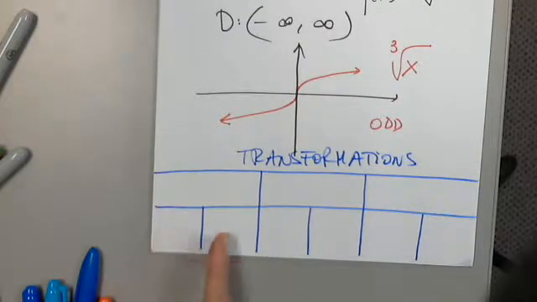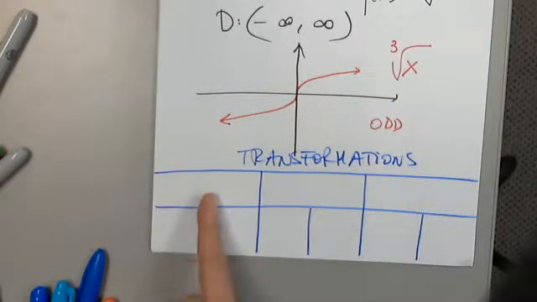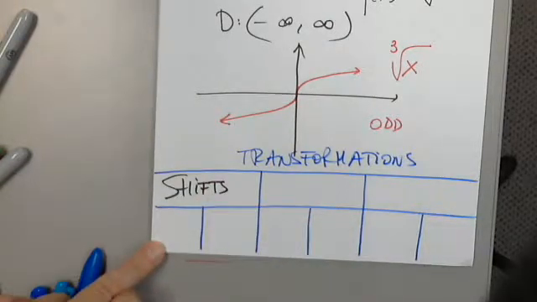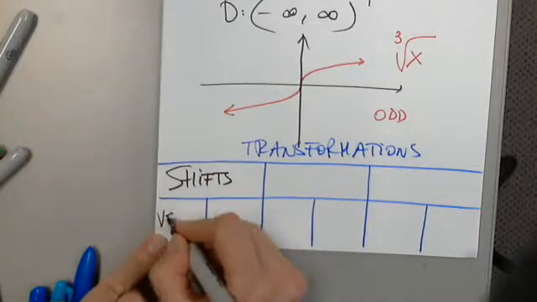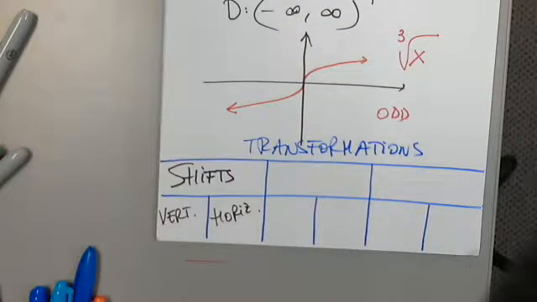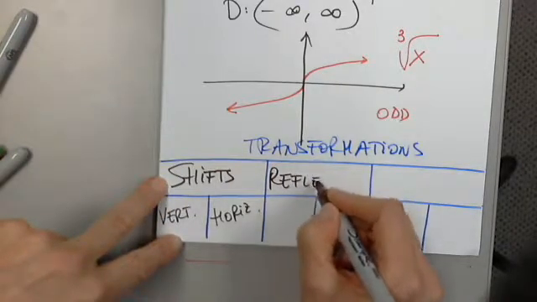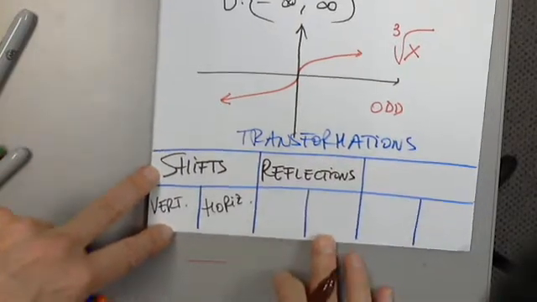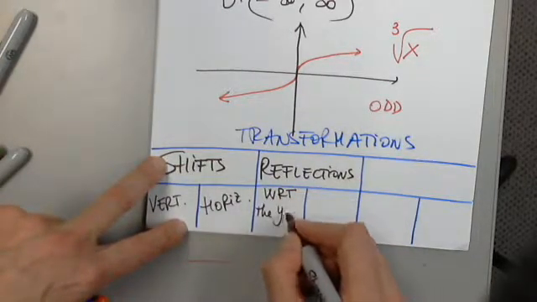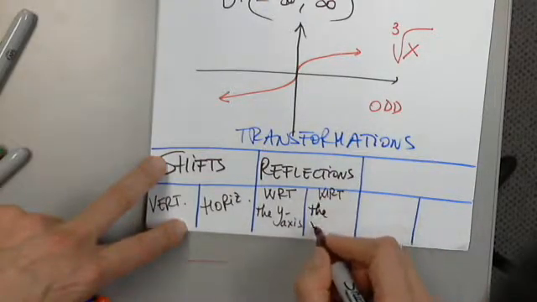There will be 6 under 3 categories. The first one, shifts. They can be vertical and horizontal. The second one, reflections. With respect to the y-axis, or with respect to the x-axis.